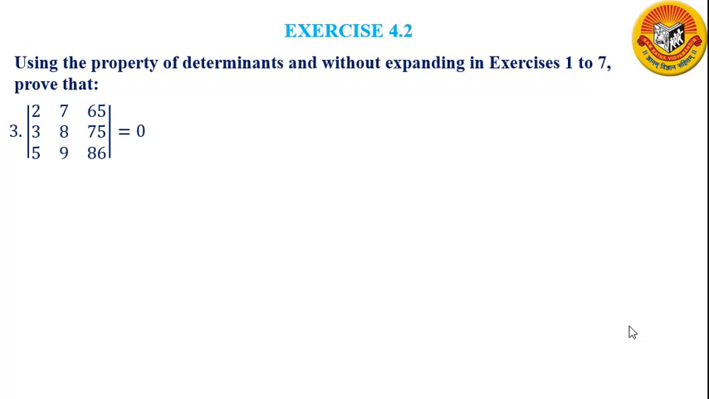Now this third question. Here again, first you think. Pause the video, think yourself how you will proceed, and then start. Now, my third column, if you check the third column, 65, 75, 86. These are very big numbers. So what can I do? I can subtract some multiple of C2 or some multiple of C1 from this C3, so that it will reduce to numbers like 7, 8, 9 or 2, 3, 5.